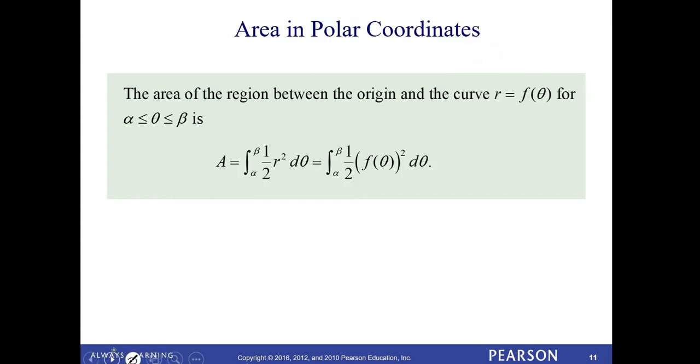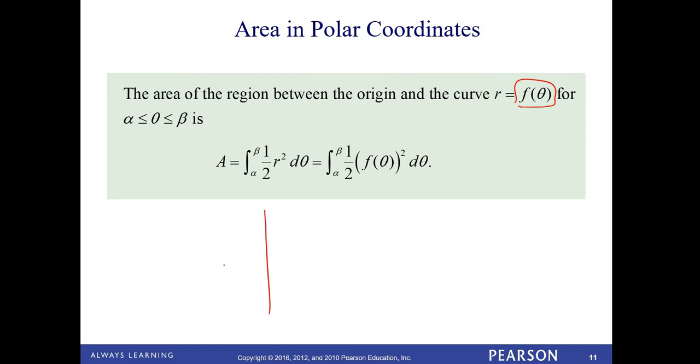Okay, area. The area of the region between the origin and the curve, r equals a function of theta, where theta between alpha and beta, is the area, or the integral from a to b, of 1/2 r squared, should sound familiar, d theta. So again, that's our function, and since r is defined as a function of theta, that's what we're going to use.